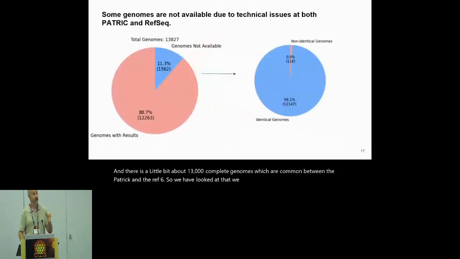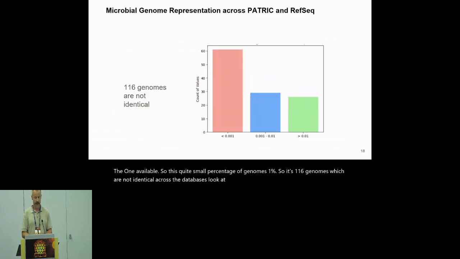We have excluded the genomes which are not available. Sometimes there are technical issues and broken links and other things which mean we are not able to access genomes, so we take the ones available. It's quite a small percentage of genomes, about 1%. So there are 116 genomes which are not identical across the databases. Looking at those 116 genomes, we see that some of them are quite similar, with only a tiny fraction being different. However, others are more distant from each other. So that is all we have at the moment.